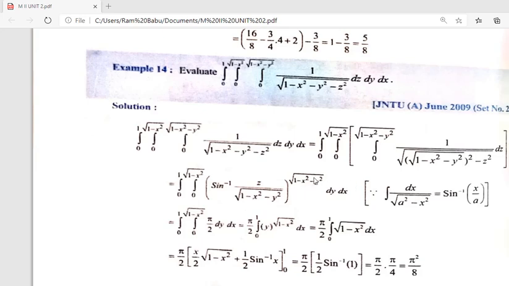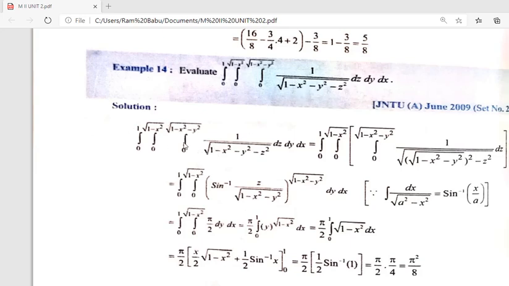Now let us evaluate the third problem. The third problem is the integral with limits 0 to 1, integral with limits 0 to root of 1 minus x square, and the third integral limits are 0 to root of 1 minus x square minus y square, of 1 by root of 1 minus x square minus y square minus z square dz dy dx. Here we notice that the limits of the third integration are functions of x and y. Therefore we have to consider the limits as z equals 0 to z equals root of 1 minus x square minus y square.